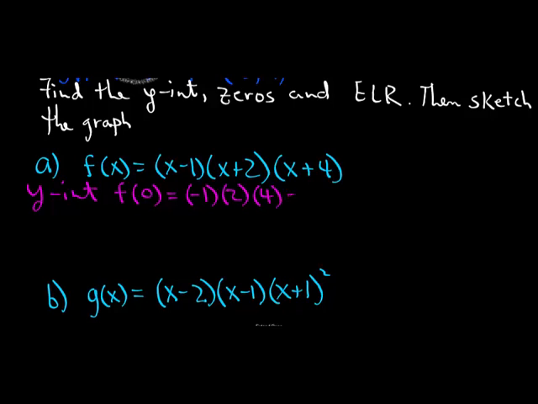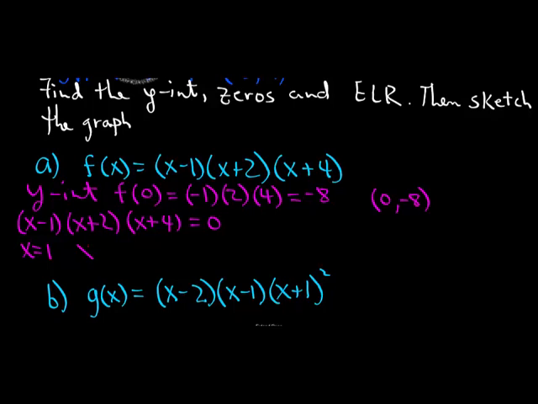See? So it looks like that's going to be -8. So we have a y-intercept of 0, -8. That's where it crosses the y-axis. Now, for the zeros, the x-intercepts, we're going to set this whole thing equal to 0. So we've got x minus 1 times x plus 2 times x plus 4 equal to 0. And once again, we use the zero product property. So our zeros are x equals 1, x equals -2, x equals -4.